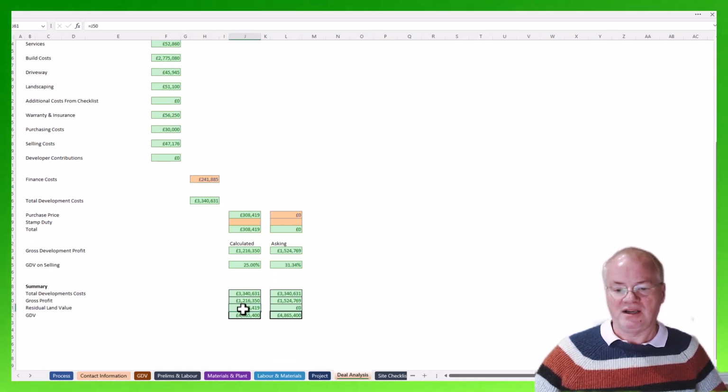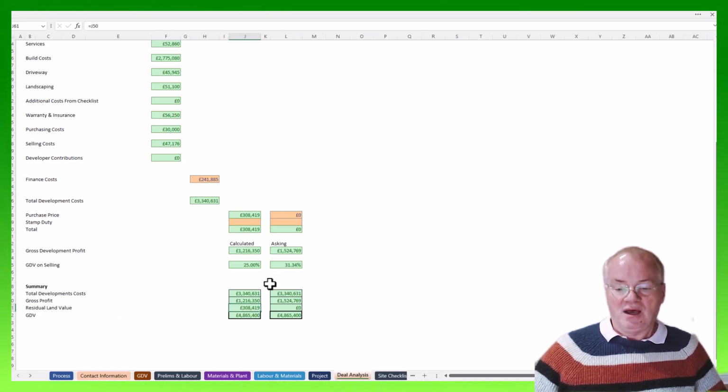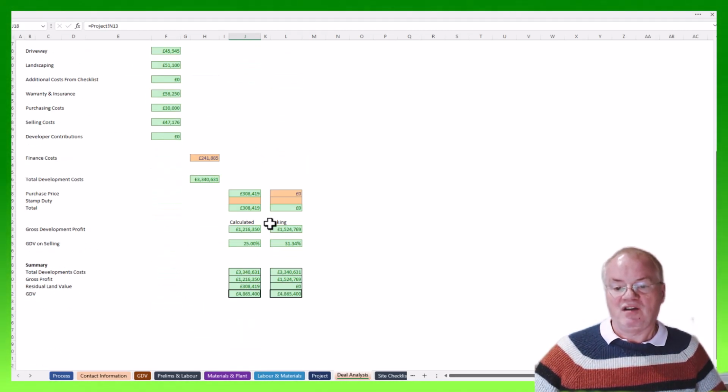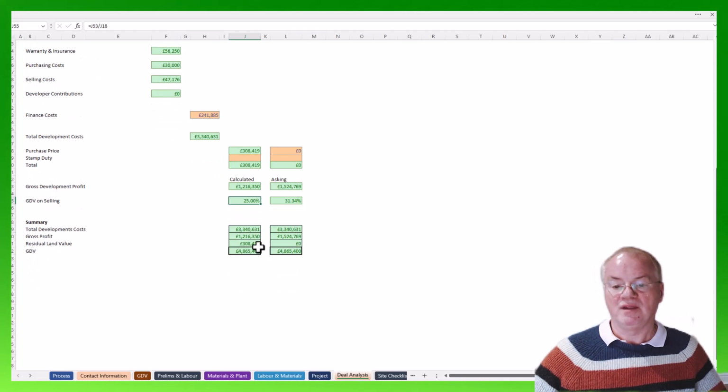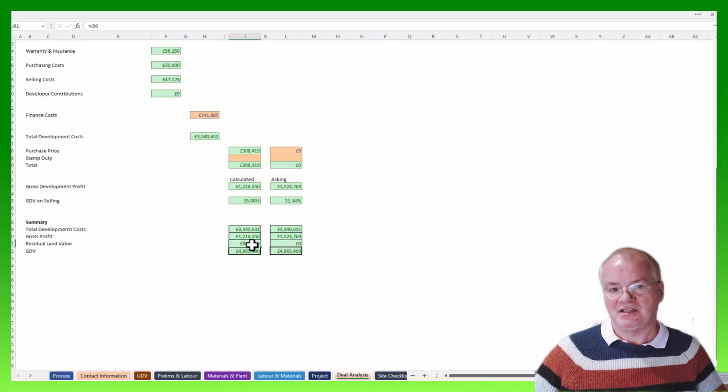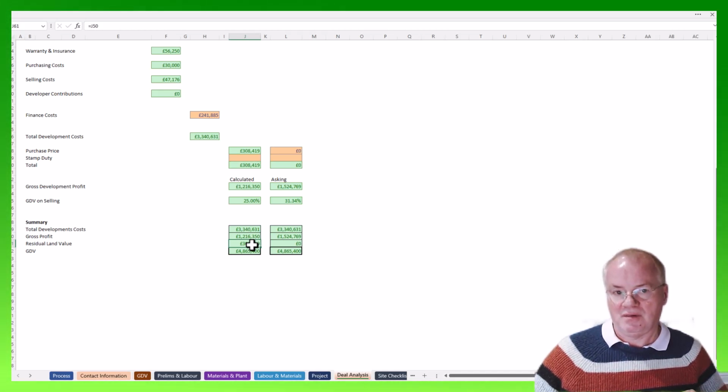The figure that is most important is this residual land value. So we take the GDV figure of 4.8 million, and then take 25% of that, which is our profit. So we've calculated our profit there is 1.2 million. And then that comes into this equation here. We've got our total cost of 3.3 million, our development cost, and our profit of 1.2 million, taken away from our GDV, which gives us our residual land value. Providing that is in the plus, then this passes the desktop analysis.